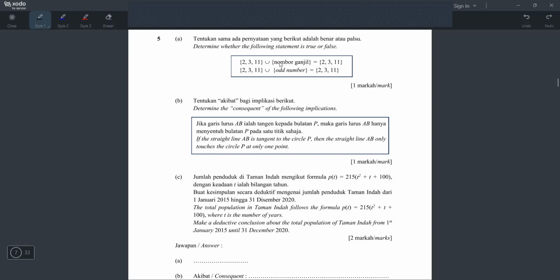Okay, let's talk about odd number. What is odd number? Nombor ganjil. Nombor ganjil is nombor yang tak boleh bahagi dua. For example, 1, 3, 5, 7, 9. I don't think you have to write a lot. Just write like this is enough.